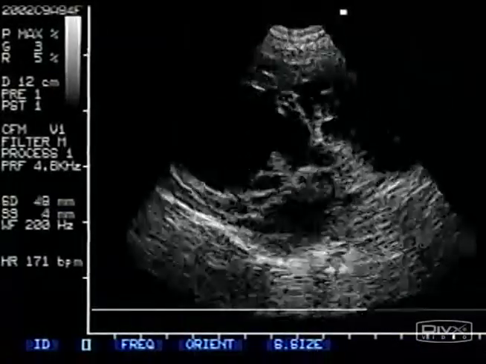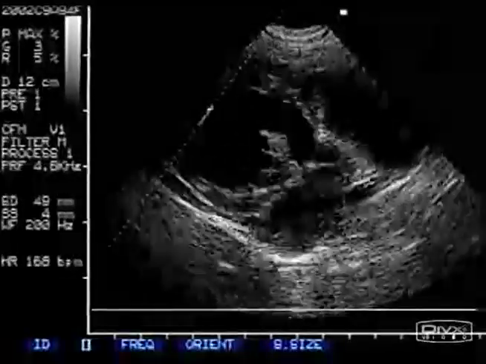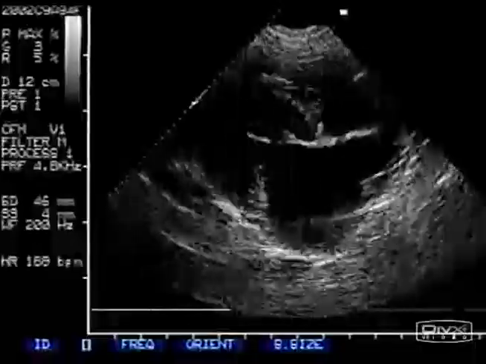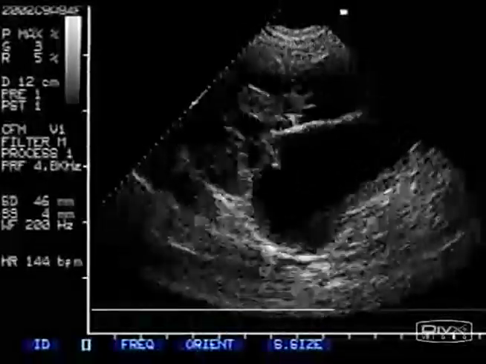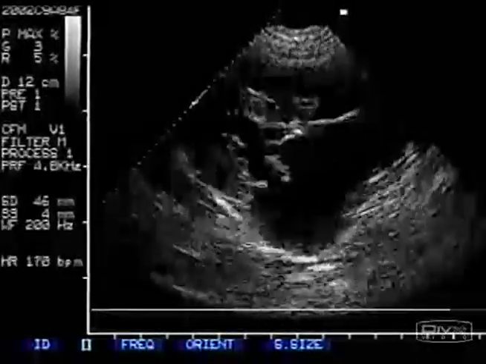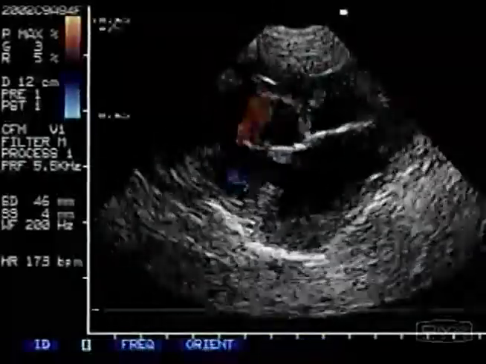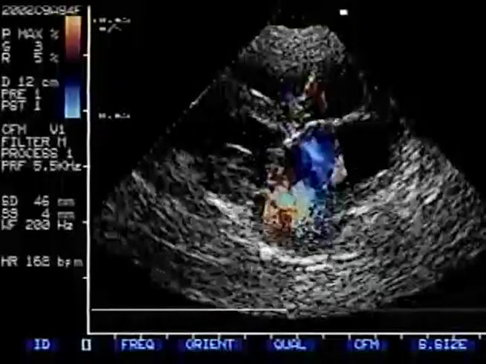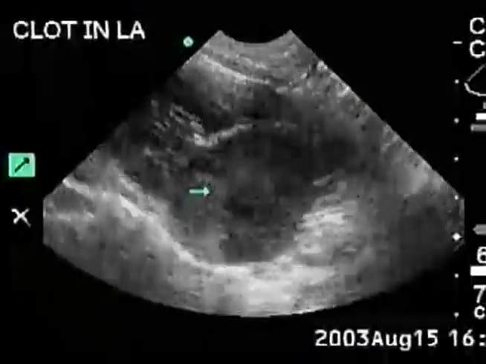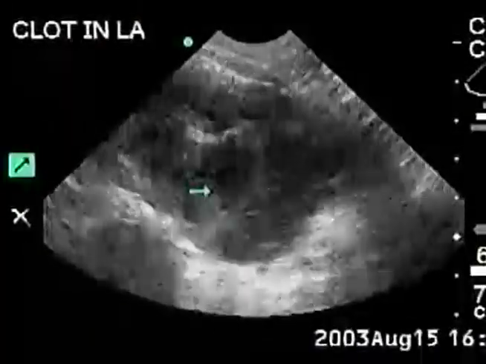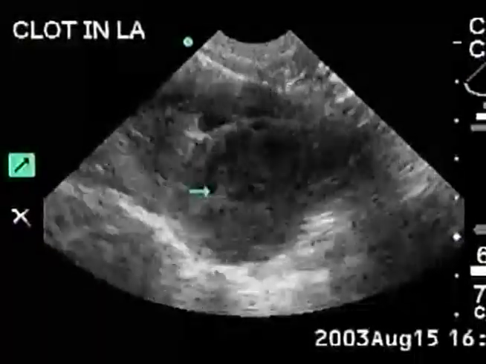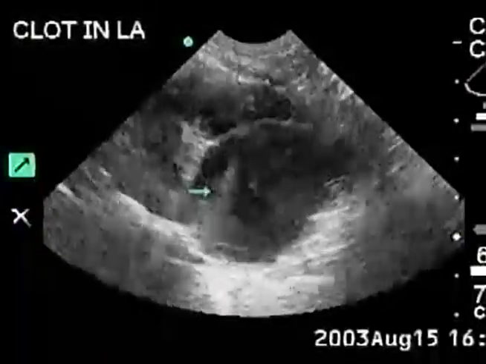This dog has a ruptured chordae tendineae and a flail anterior mitral leaflet. This cat has severe left atrial enlargement and a smoke thrombus in the left atrium.